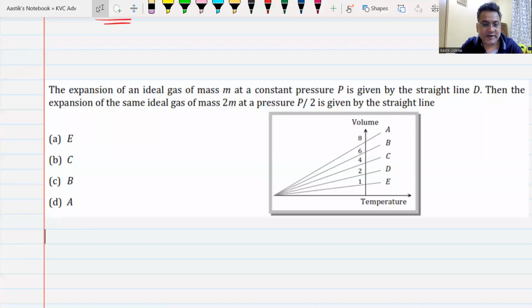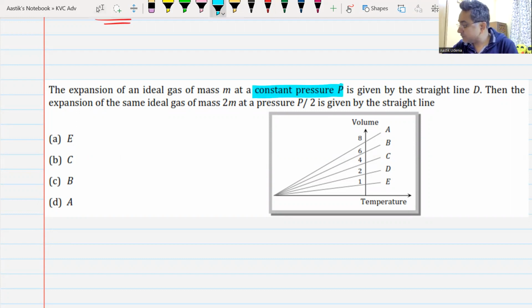This one comes from the picture. The expansion of an ideal gas of mass m at constant pressure P is given by the straight line D. Then the expansion of the same gas at mass 2m and pressure P by 2 is given by which line? The expansion of a gas at constant pressure is given by this line. Mass is m.